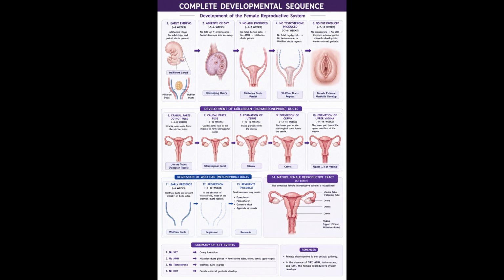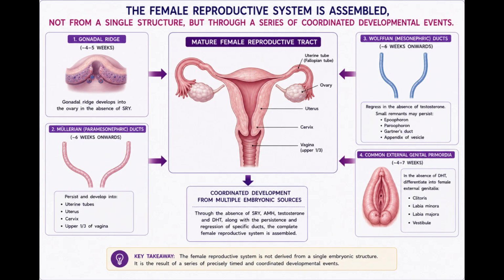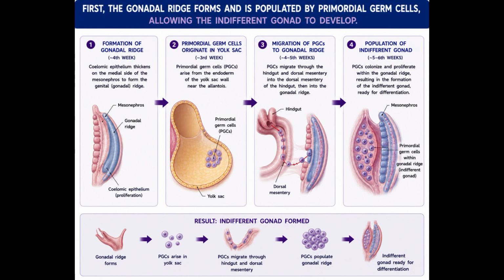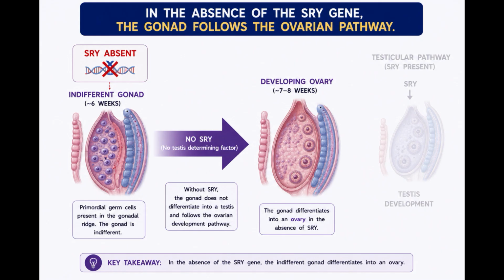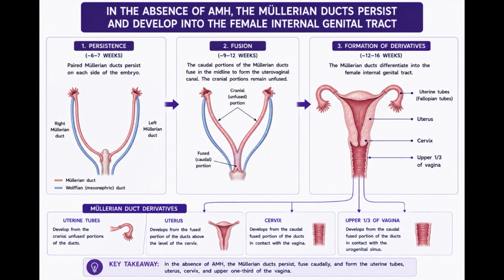Now let's bring the entire developmental sequence together. The female reproductive system does not develop from a single embryonic structure. Instead, it is assembled through a series of carefully coordinated developmental events. First, the gonadal ridge forms and is populated by primordial germ cells, allowing the indifferent gonad to develop. In the absence of the SRY gene, the gonad follows the ovarian pathway. At the same time, the Müllerian ducts persist and develop into the uterine tubes, uterus, cervix, and upper vagina.